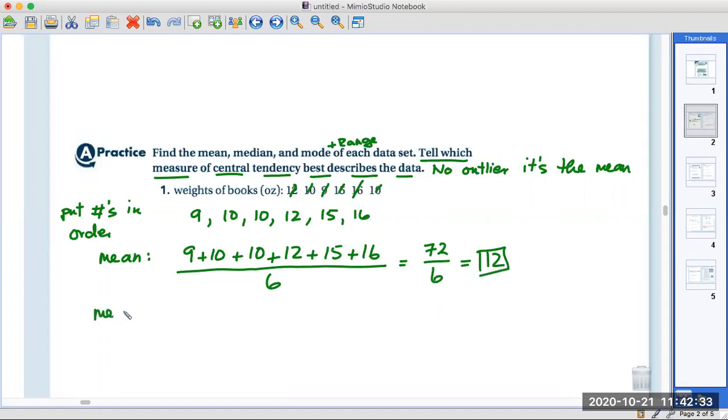The median is the number in the middle. If they're in order, they have to be in order, and these are in order. Then there's 2 in the middle because it's even that we got 6. 6 is an even number, so we got 2 in the middle. 10 plus 12 is 22. And then you divide by 2. 22 divided by 2 is 11, is the median.